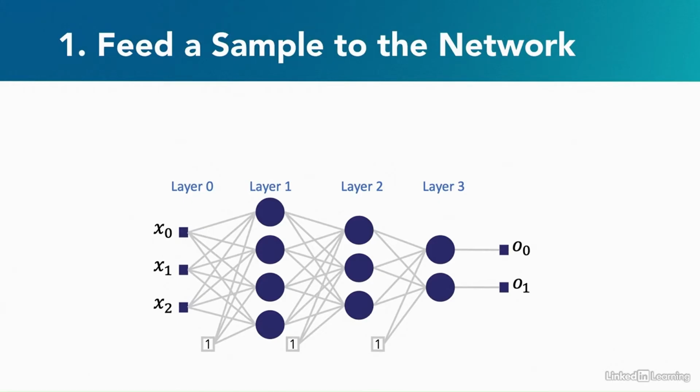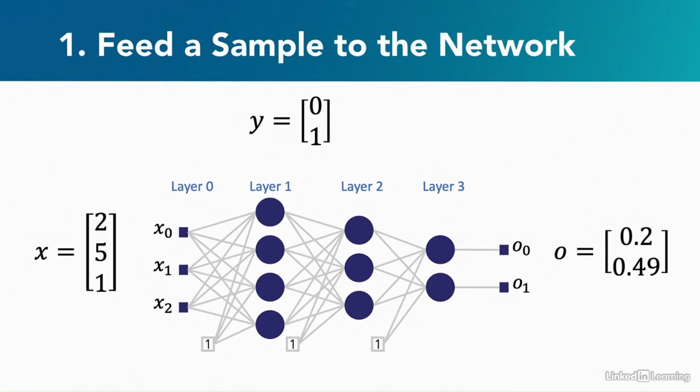So we feed a sample, say x equals 2, 5, 1. And let's say that our network spat out the output vector O equals 0.2 and 0.49. Our training sample included a vector of labels y equals 0, 1. That is, the expected output for the first output neuron is 0 and 1 for the second one.